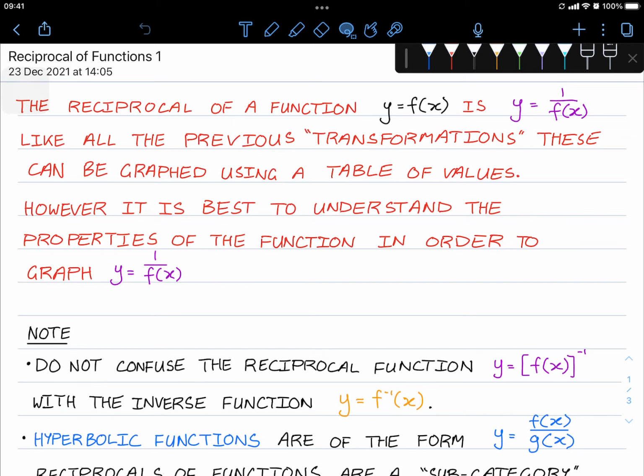Hello class, this is a video tutorial on reciprocal of functions part 1. The reciprocal of a function y equals f of x is given as y equals 1 over f of x.